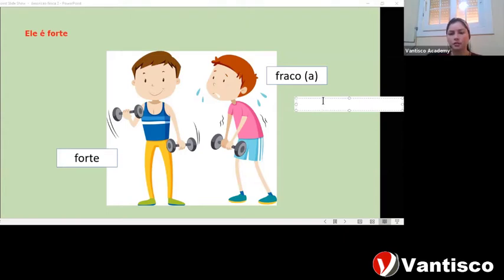Ele é fraco. Ele é forte. He's strong. Ele é fraco. He is weak. Okay? Ele é forte. Ele é fraco. If it's a girl, we can say ela é fraca. Ela é fraca. With the letter A in the end.